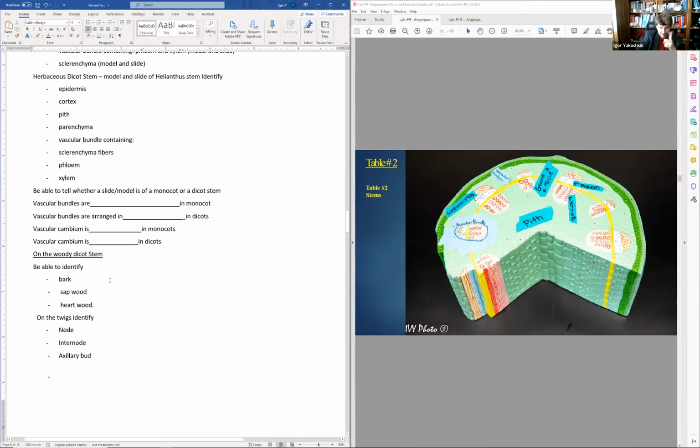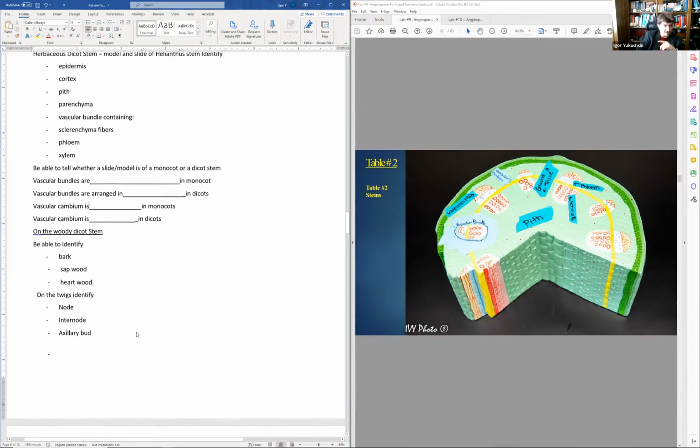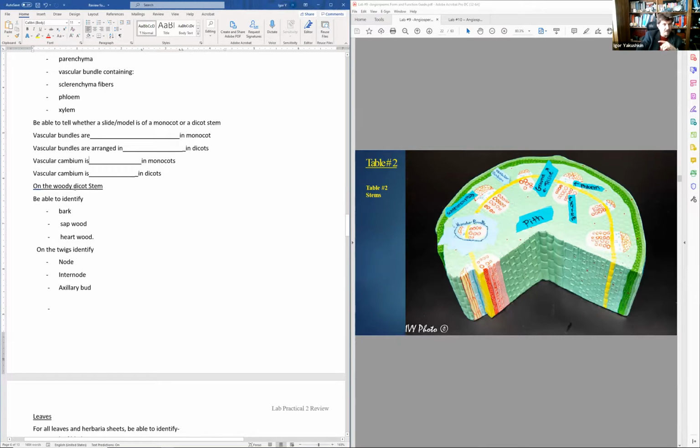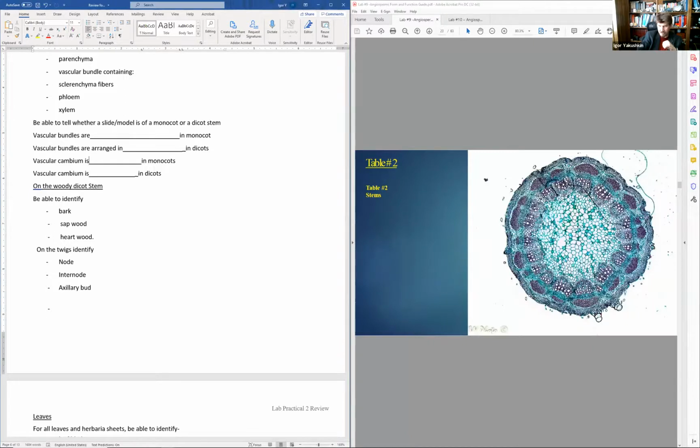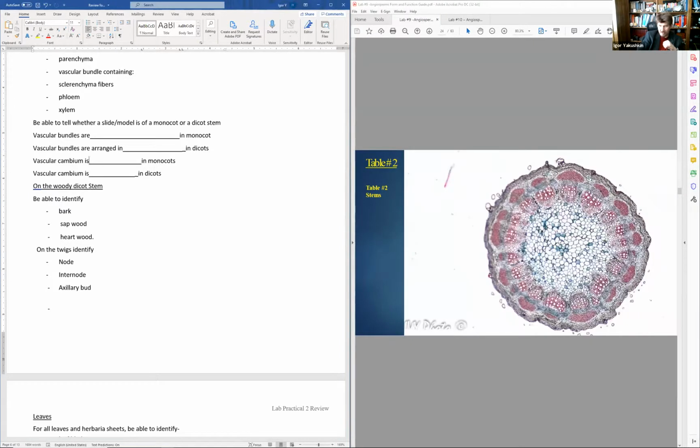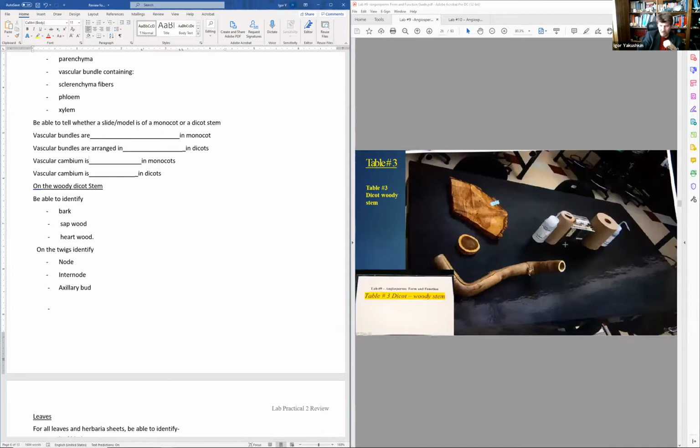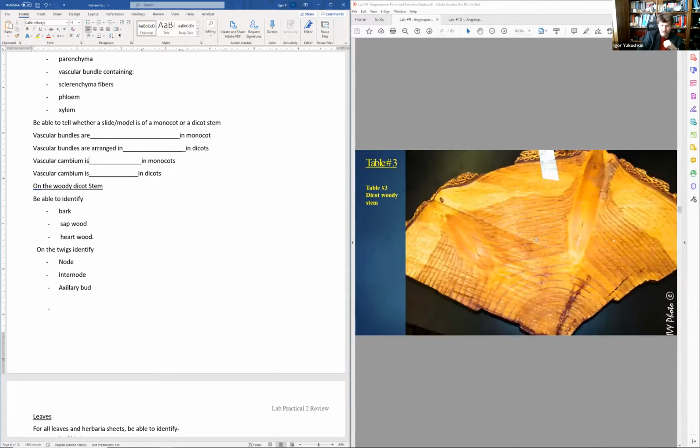Speaking of the apical and lateral meristem, you will be questioned on that on the test. On the woody dicot stem, be able to identify it. So here we're looking at the nice arrangement of the vascular bundles. Now, woody stem, that would be the bark on the outside, the sapwood is the lighter part, it's the xylem, and then the heartwood is the darker part.